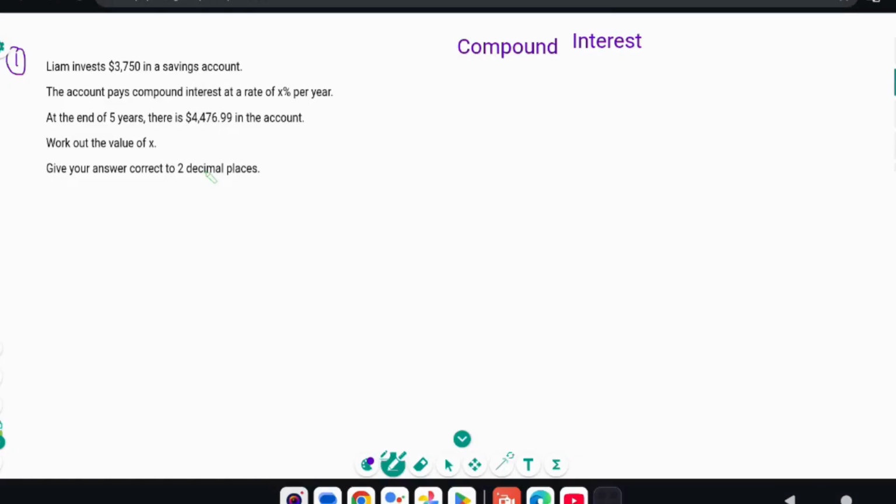So Liam invests $3,750 in a savings account. The account pays compound interest at a rate of X percent. So I'm just going to put times M here for the multiplier. And it's to the power 5 because it's for 5 years. At the end of the 5 years, we have $4,476.99 in the account. We need to work out the value of X.